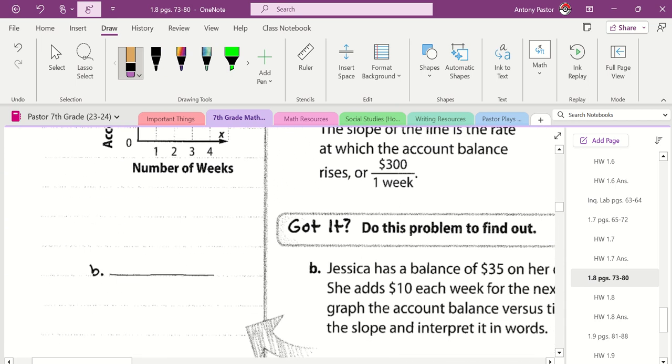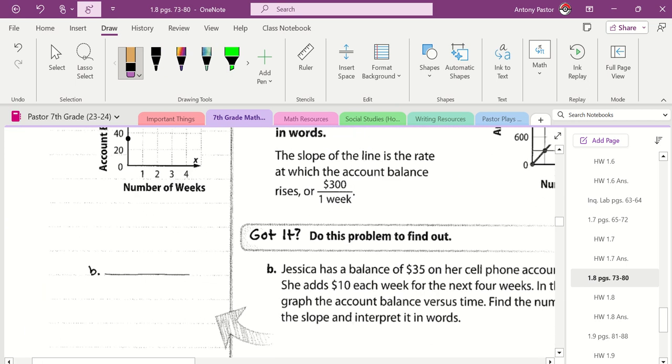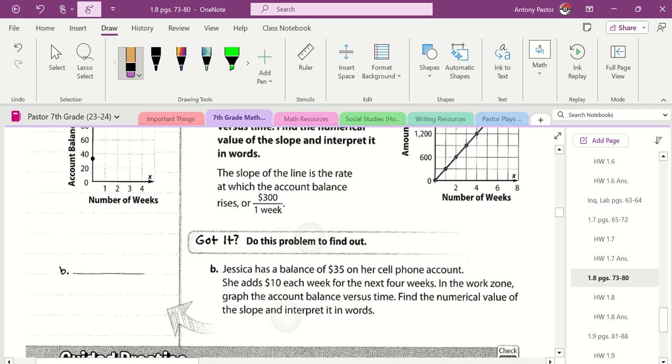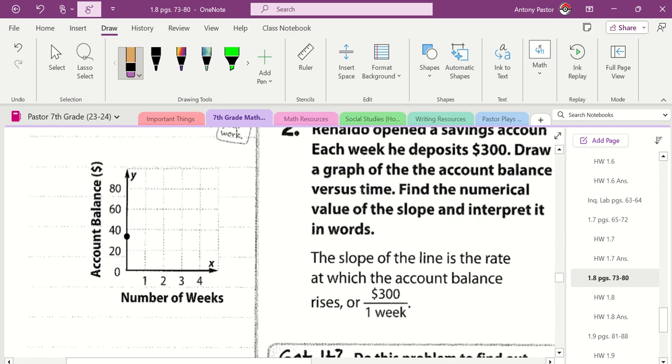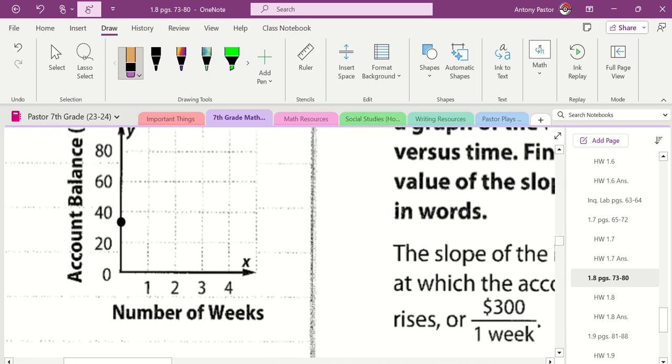Now she's going to add $10 to her phone each week for the next 4 weeks. So for the next 4 weeks, we're going to go up by 10. So instead of 35, after the first week she'll be at 45, which will be somewhere here. After 2 weeks, she'll be at 55, which is kind of close to there. 3 weeks, she'll be at 65, and at 4 weeks, she'll be at 75. So my line should look something like this.